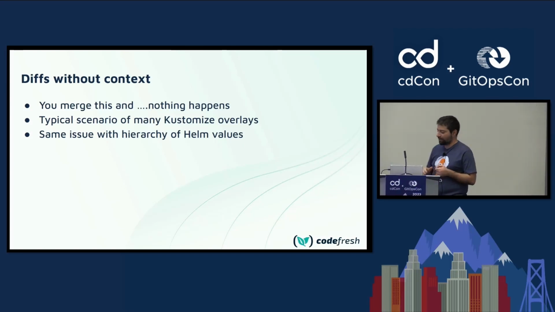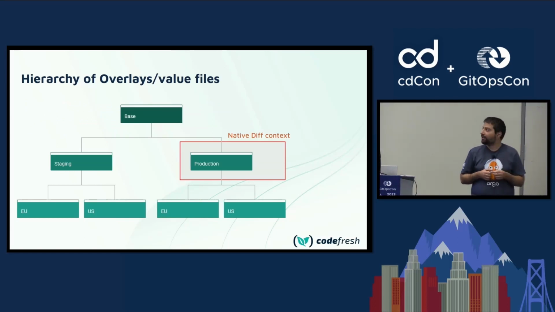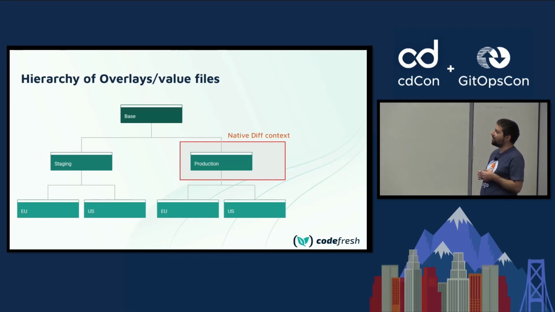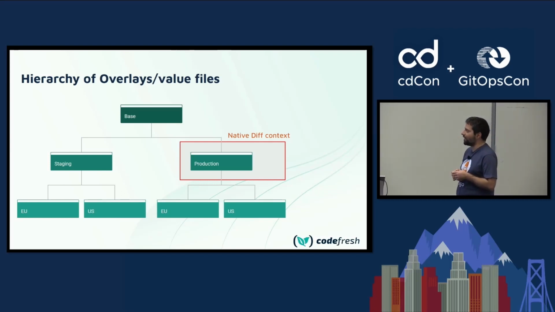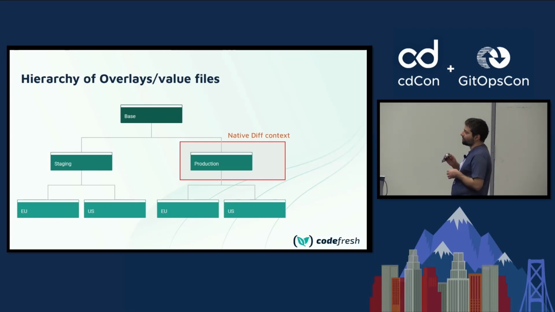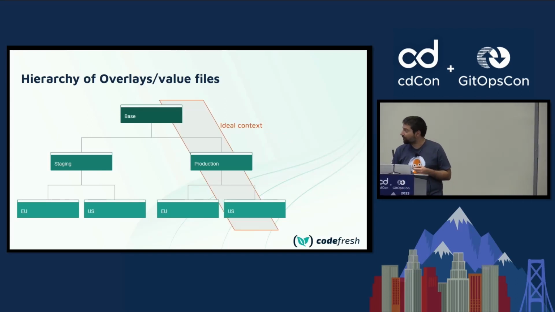The same thing can happen with Helm values. So this is the scenario we're talking about. You have a structure of Kustomize overlays. This is your base overlay, and then you have overlays for staging and production, and they have downstream overlays for different regions. Or you can imagine the same example with Helm values and the hierarchies. So by the time you look at a pull request and you need to approve it, your context is only the overlay or the Helm value for the change, which is not enough. This is not what you want.